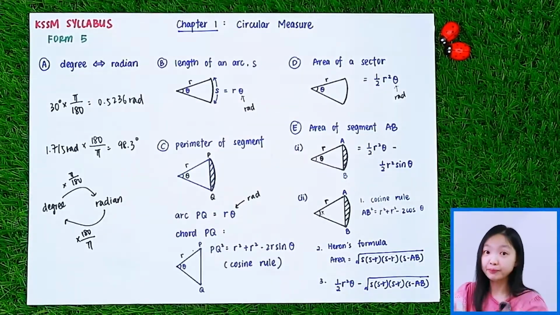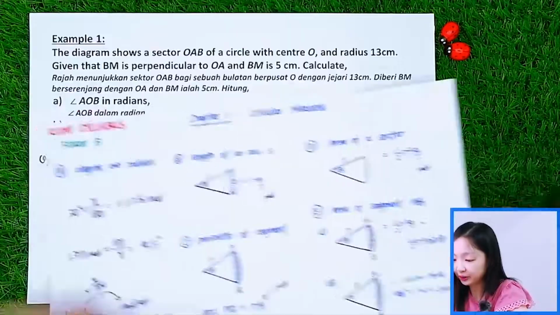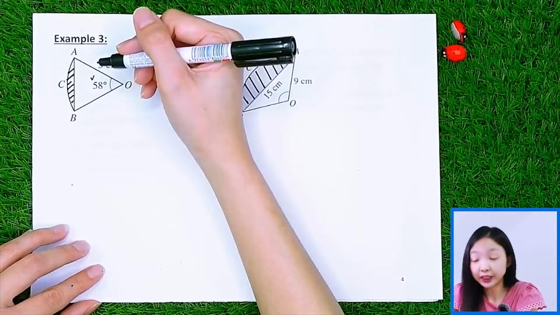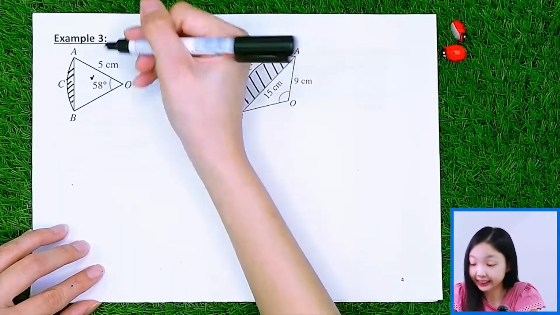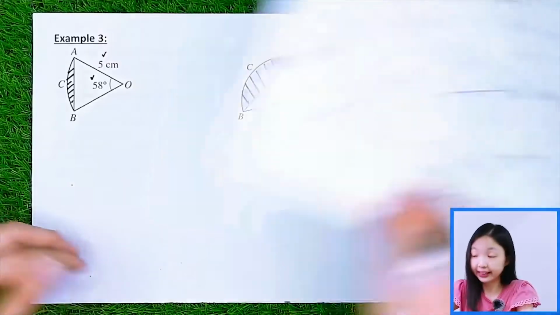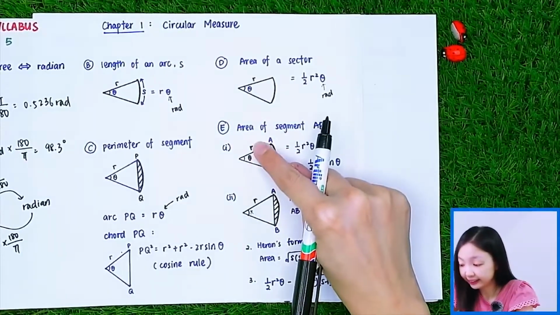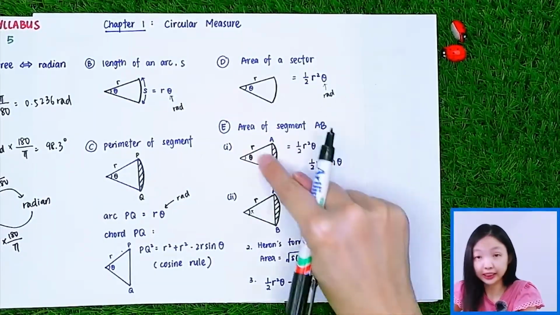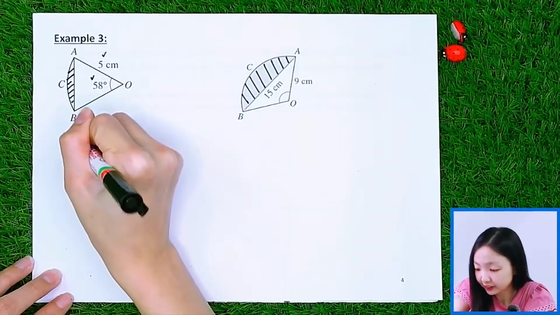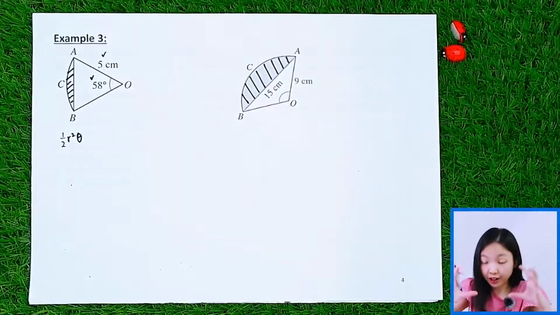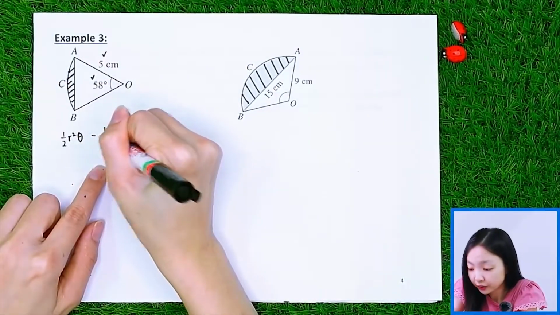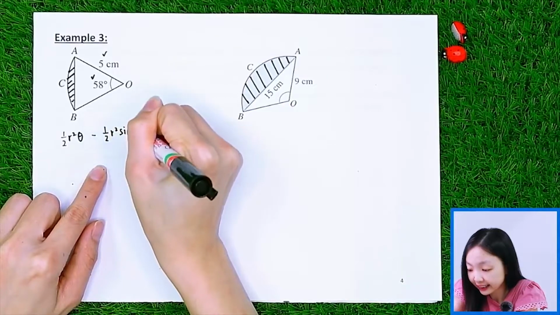Let me use an example to show you. So let's go to example 3. In this question, the question gives you the angle and the radius. Since you have the angle and the radius, you can directly use this way. You can use 1 over 2 r squared theta to find the whole sector, minus the triangle, 1 over 2 r squared sine theta.